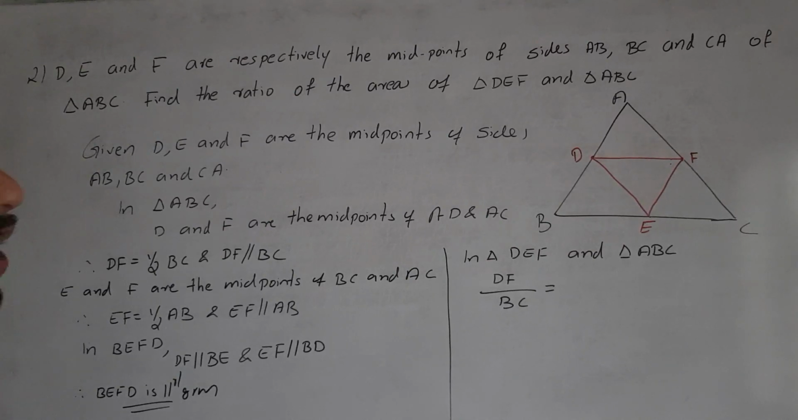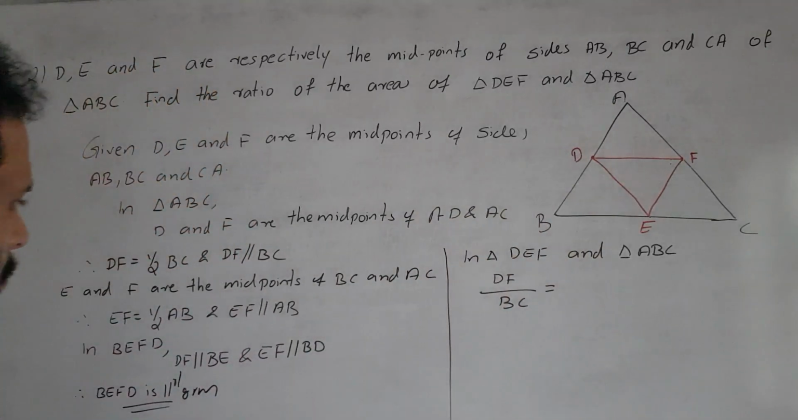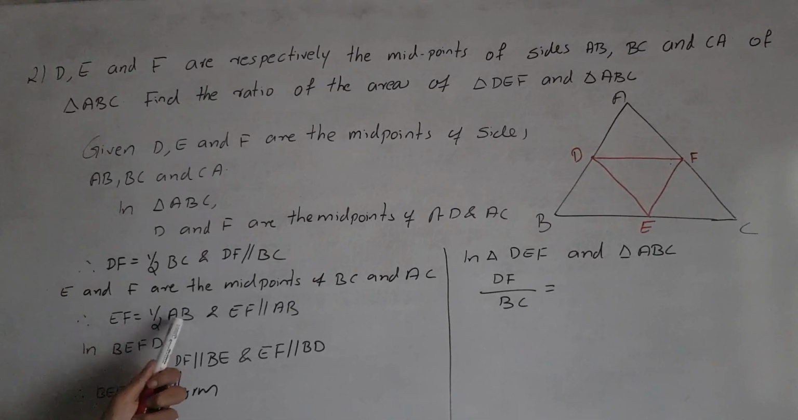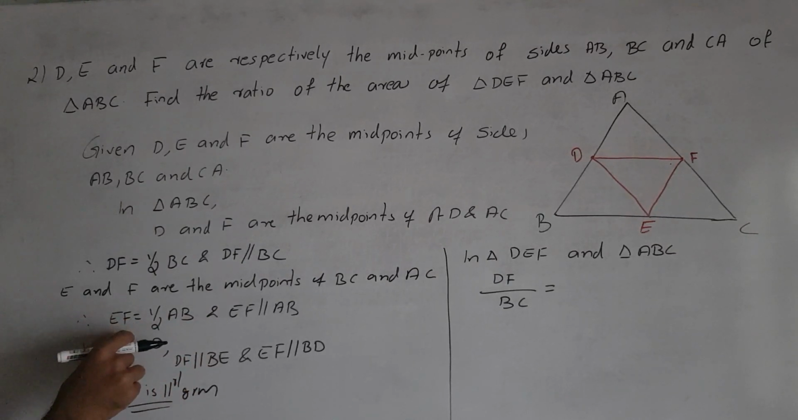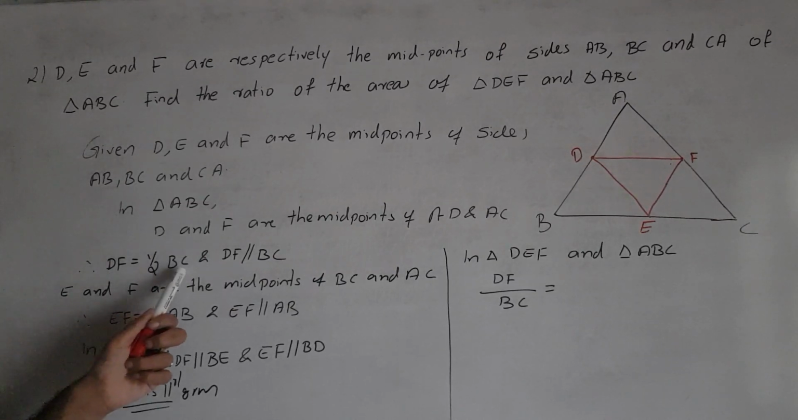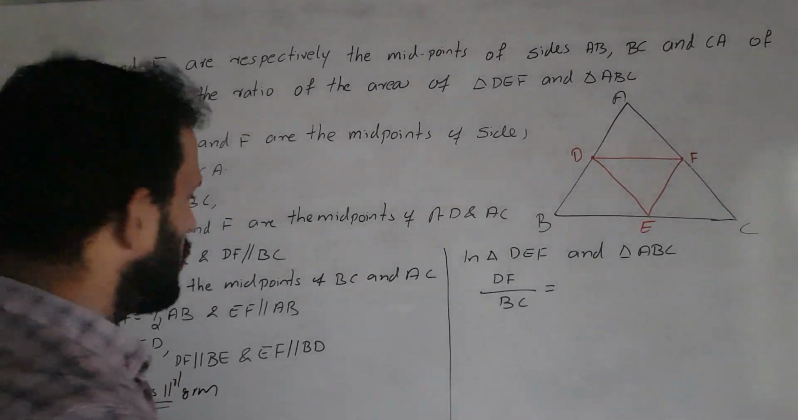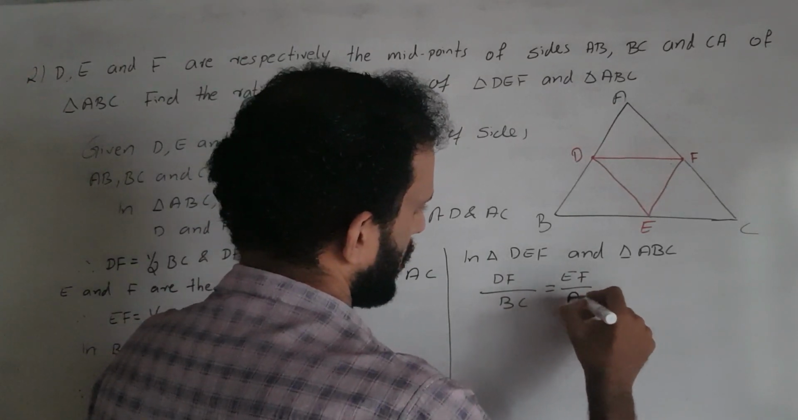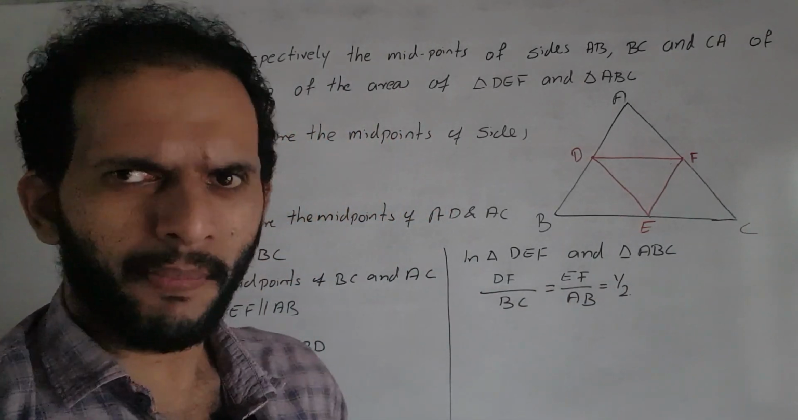Correct? Then what do we get for FE by AB? FE by AB, that is EF by AB, is also half. So that means DF by BC is equal to EF by AB. So we are writing here is equal to EF by AB. What is the result of both? Is equal to half. Both ratios are 1/2.